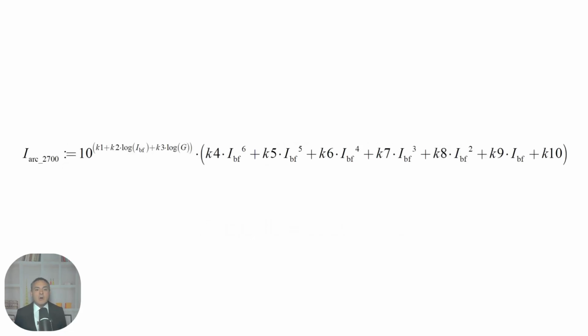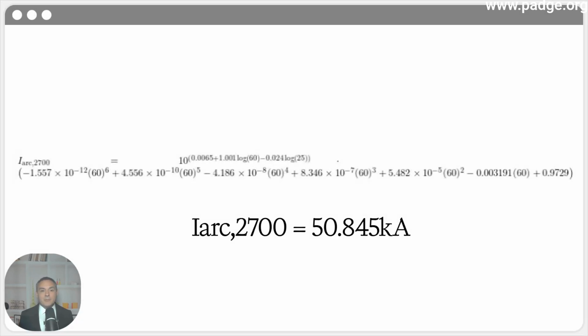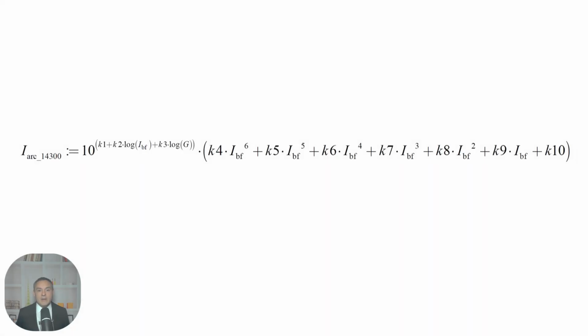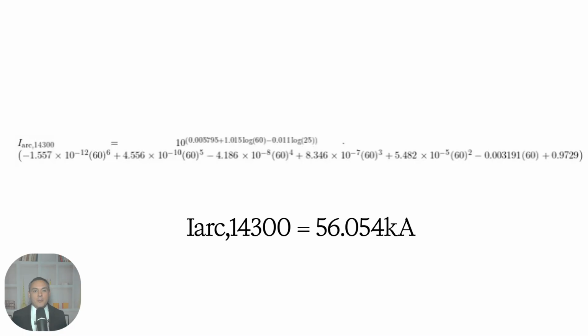The second equation is called IARC 2700. Again, the K1 through K10 coefficients are in table 1. This is what the equation looks like after plugging in all the values. The solution is 50.845 kA for IARC 2700. The third and final intermediate arcing equation is called IARC 14,300. Again, K1 through K10 are in table 1. This is what the equation looks like after plugging in all the values. The solution is 56.054 kA for IARC 14,300.